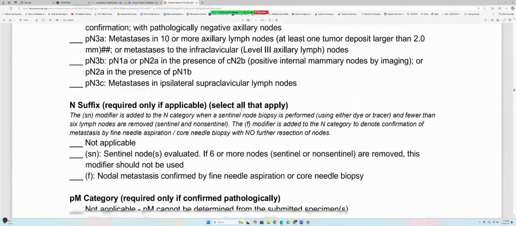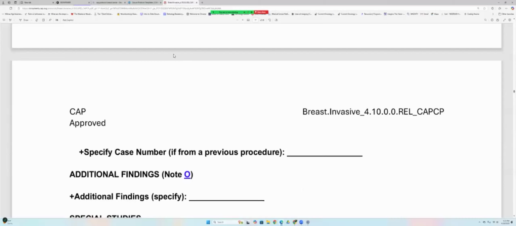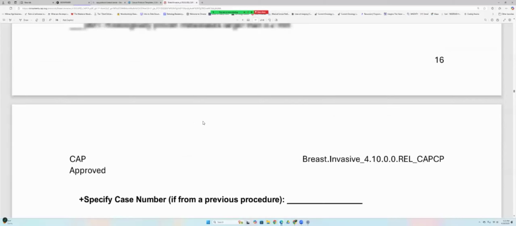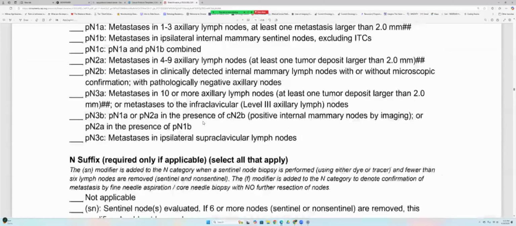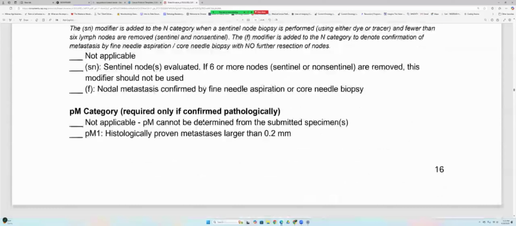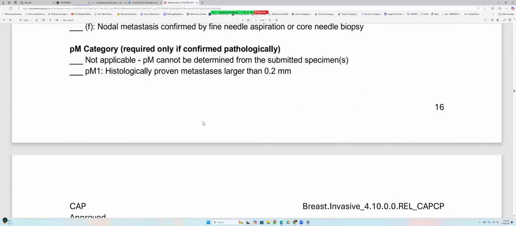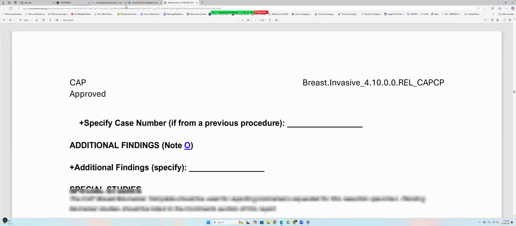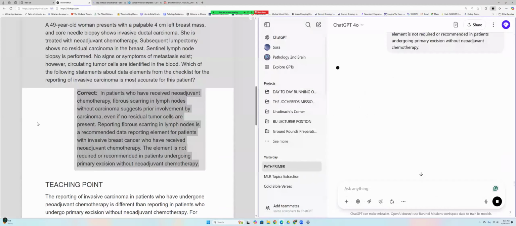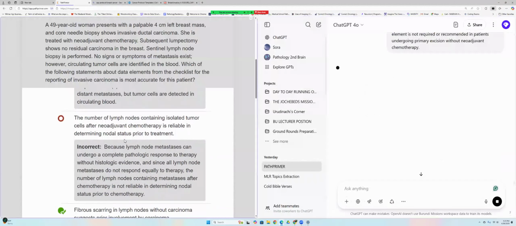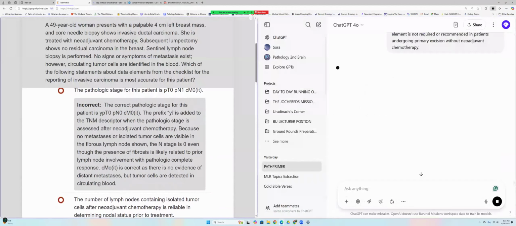So the staging in this one is pTO, pN0, cM0(i+). Isolated tumor cells in the blood. I didn't see any place where they put that here. Let's see, it is in one of those options. Yeah, that's this one. Can you see it? Yeah. What is this?